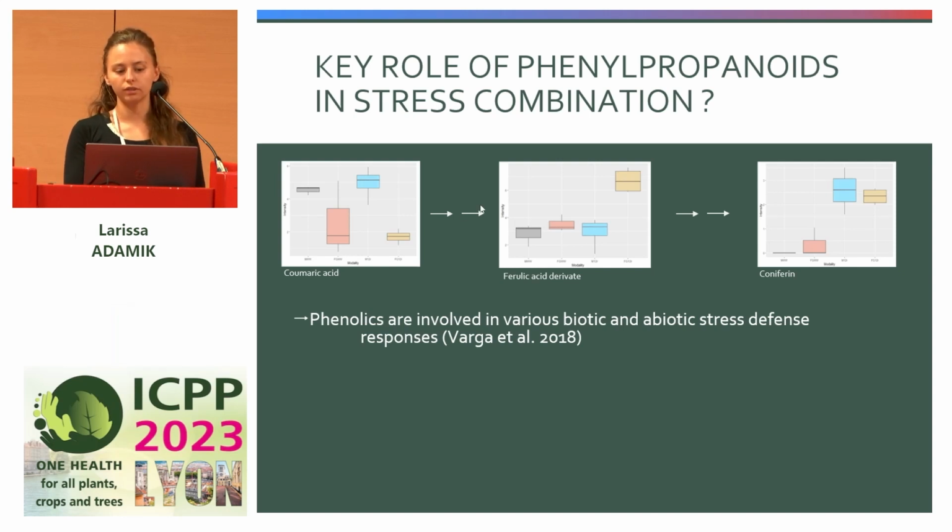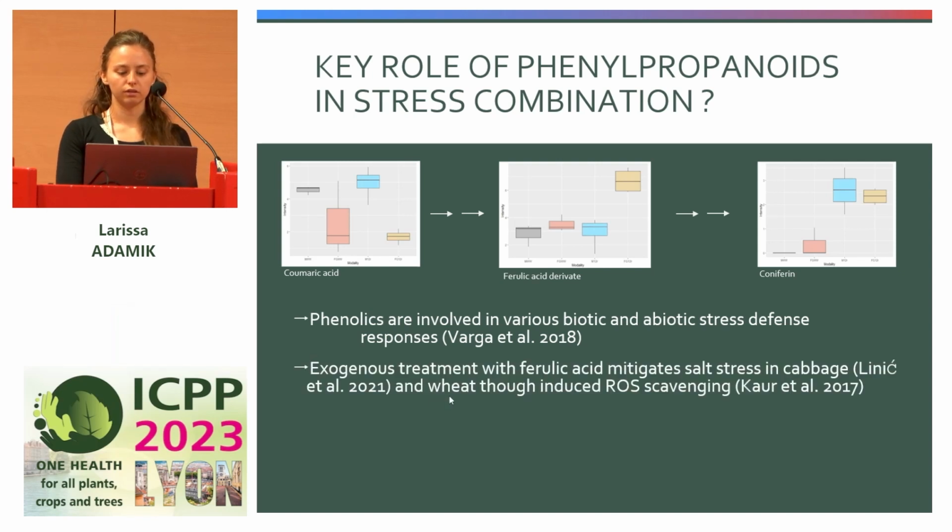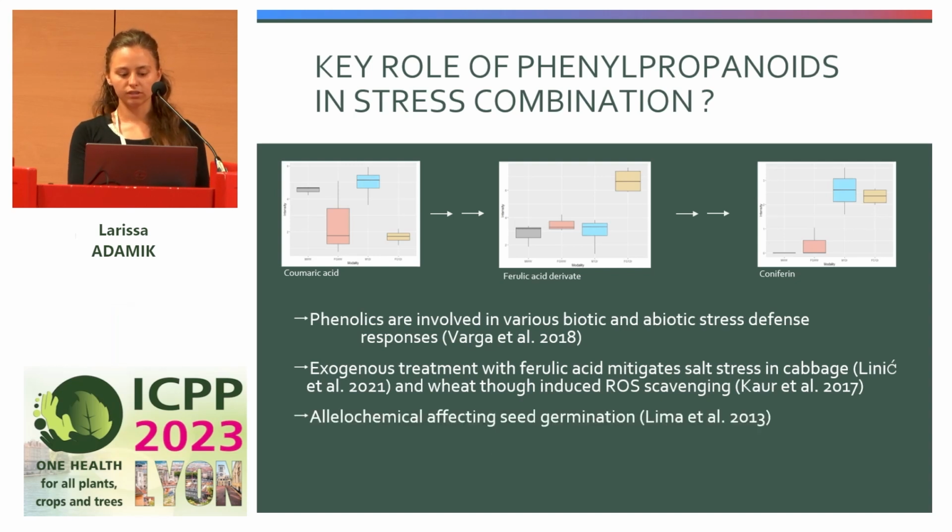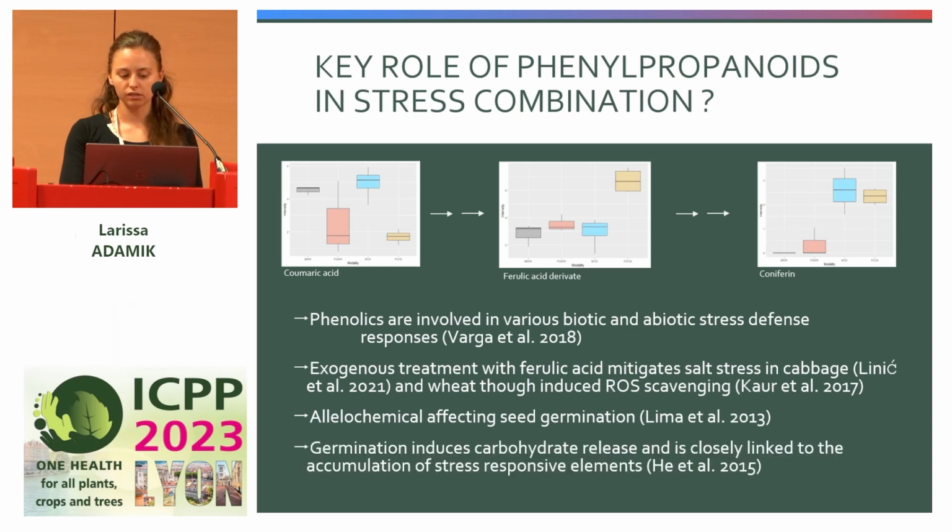And in general, we suggest that phenylpropanoids are playing a key role in the stress combination. And this makes sense because phenolics in general are involved in various biotic and abiotic stress defense responses. But also, when ferulic acid is used as an exogenous treatment, it mitigates salt stress in cabbage, but also in wheat, and it is inducing ROS scavenging, which might also play a key role in FHB. What is interesting too is that the ferulic acid derivative we are measuring here is documented as an allelochemical affecting seed germination. But why is this interesting? It's because seed germination induces carbohydrate release and is documented to be closely related to plant immunity.